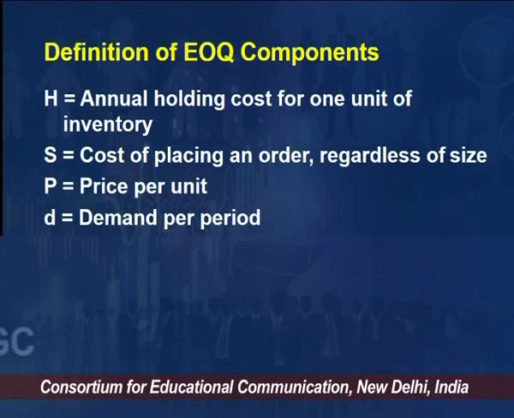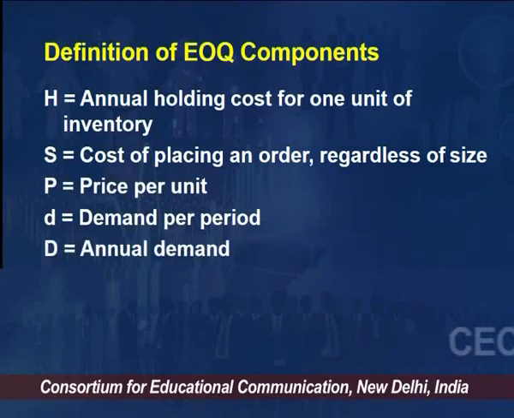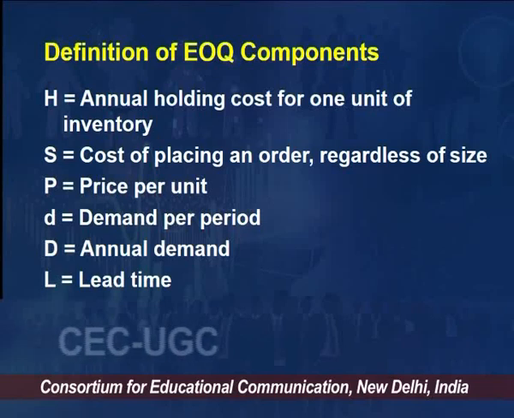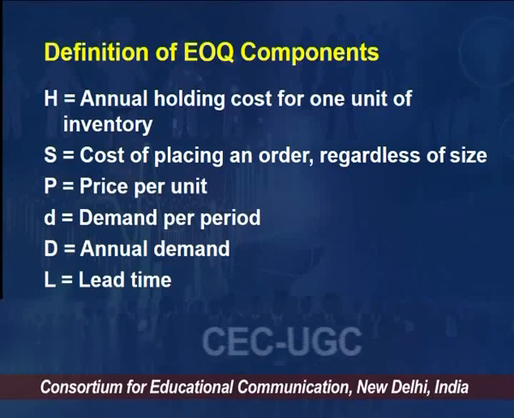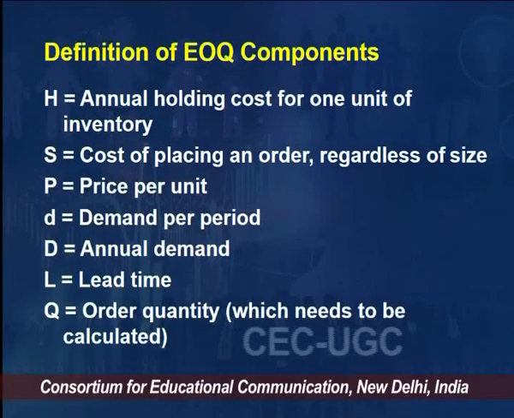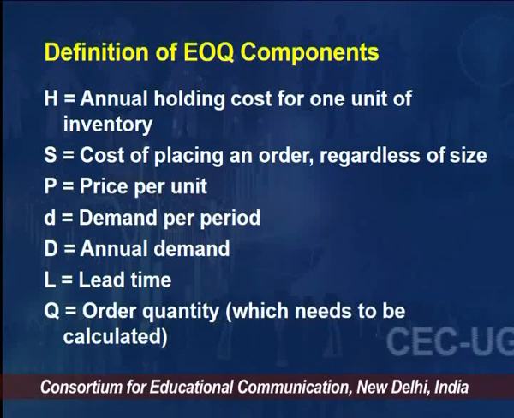Small d is the demand per period. This period could be per week, per day, or per month. Then capital D is the annual demand. L is the lead time. What is lead time? Lead time is the intervening time between giving the order and receiving the order. And Q is the order quantity which needs to be calculated, which is basically the economic order quantity.